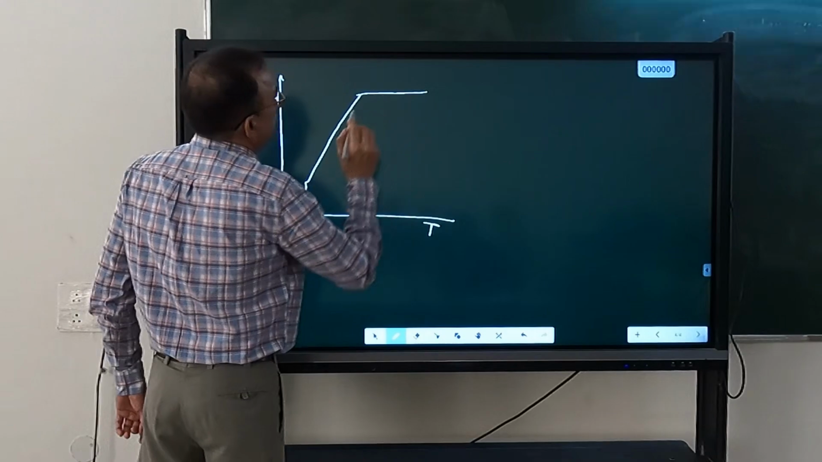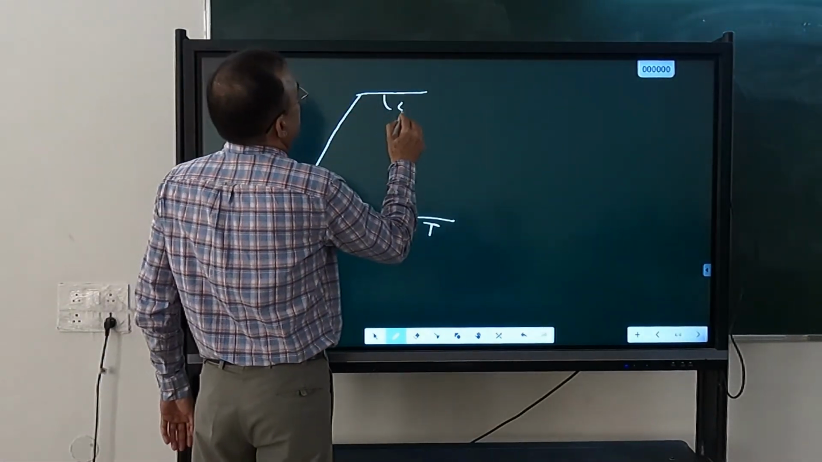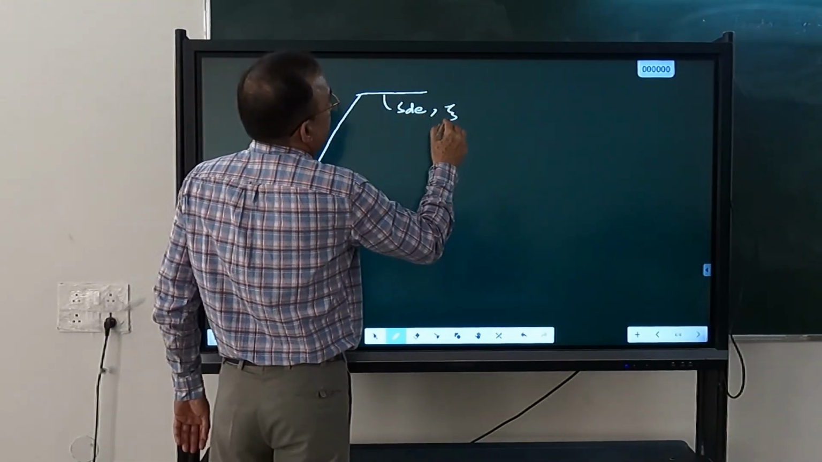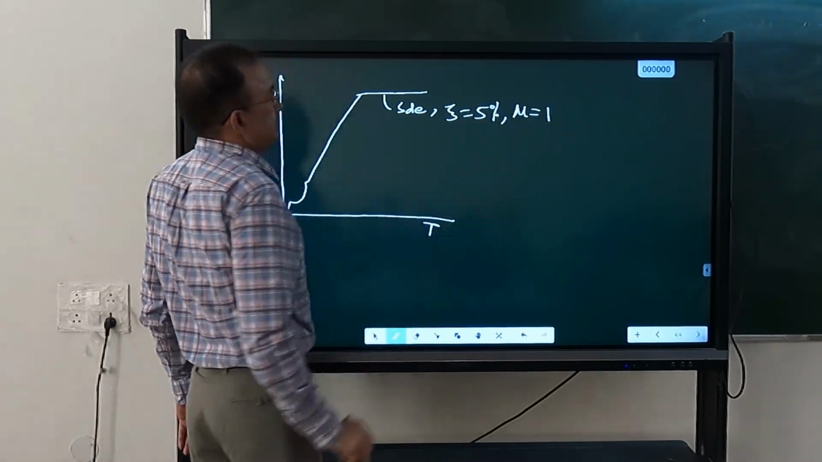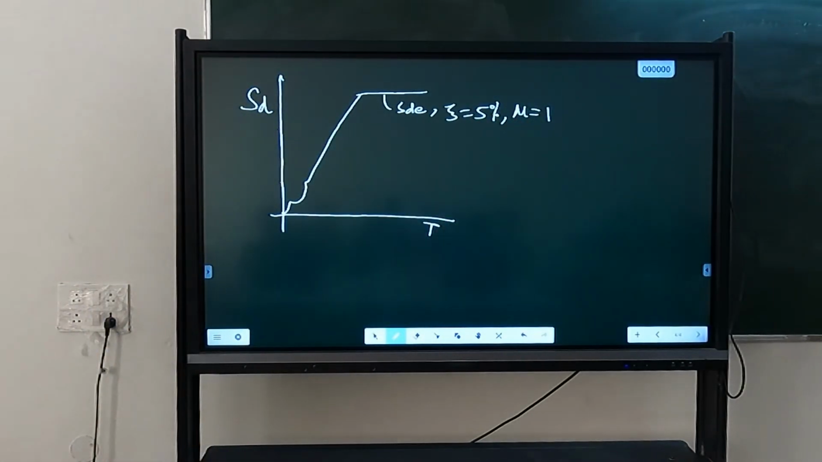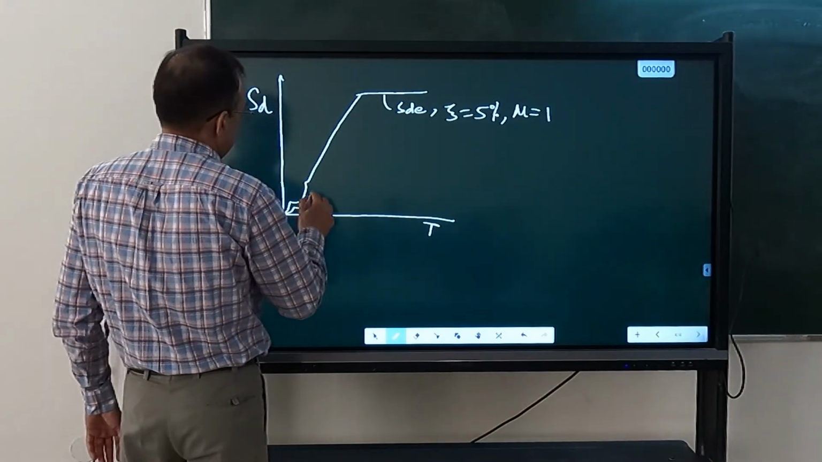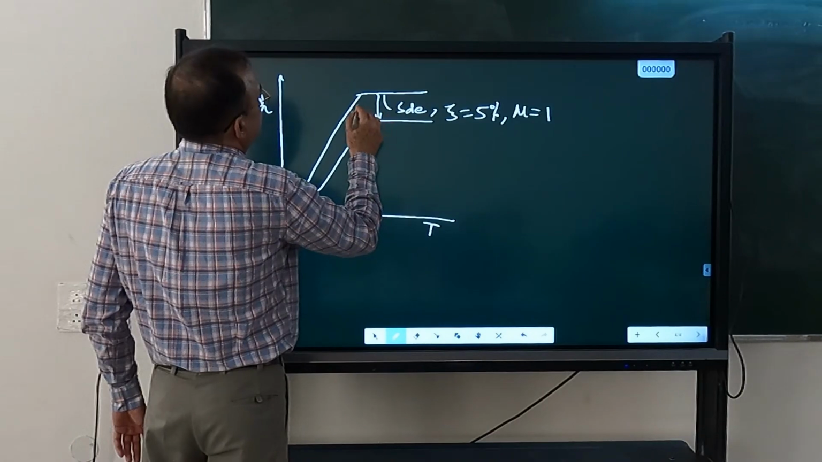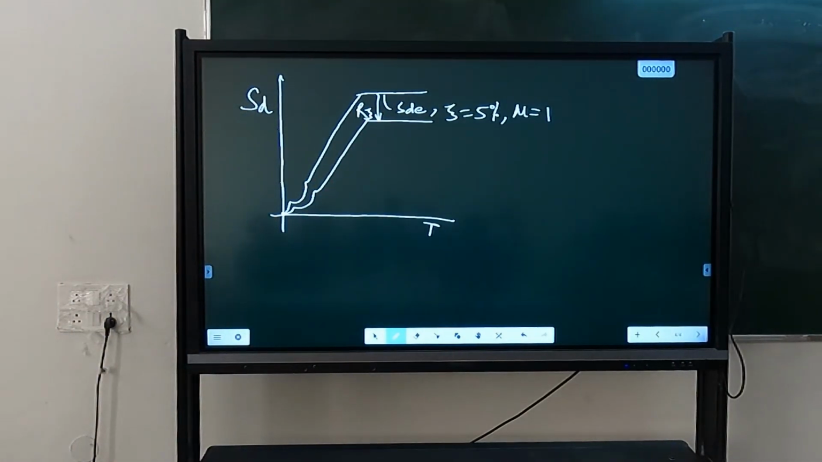Normal, let us say you are designing in zone 5, you can plot SDE versus T. This is for xi equal to 5%, mu equal to 1. This is our demand curve, original. We can plot it for any value of mu or xi by reducing it by R5.